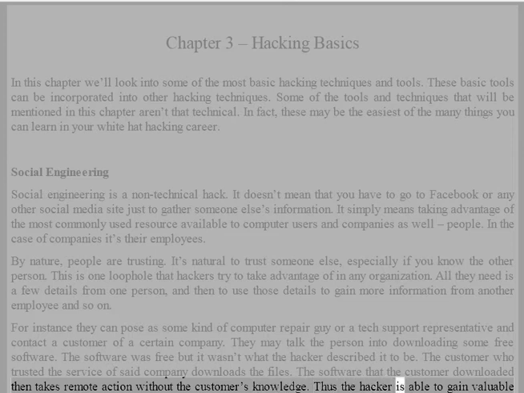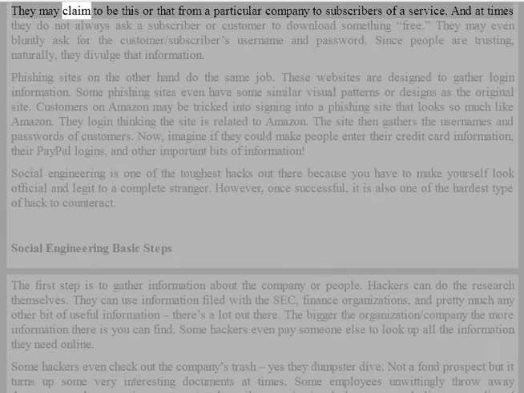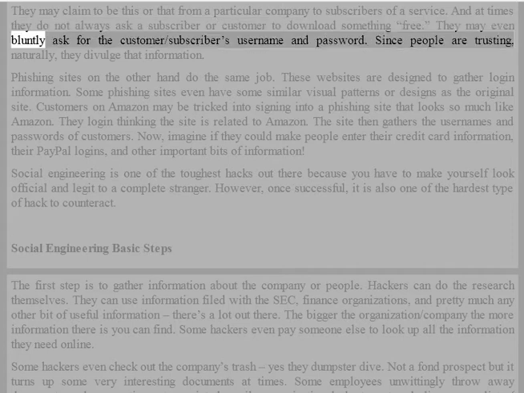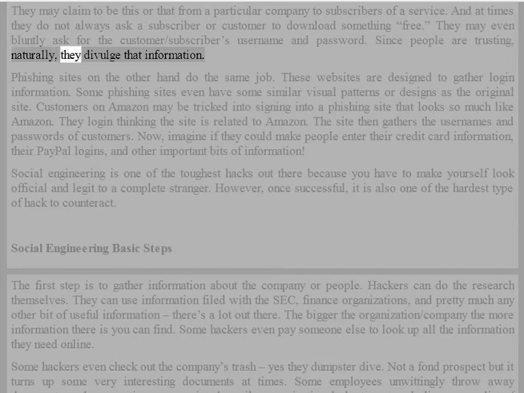Thus the hacker is able to gain valuable information. They may claim to be this or that from a particular company to subscribers of a service. And at times they do not always ask a subscriber or customer to download something free. They may even bluntly ask for the customer subscriber's username and password. Since people are trusting, naturally, they divulge that information.